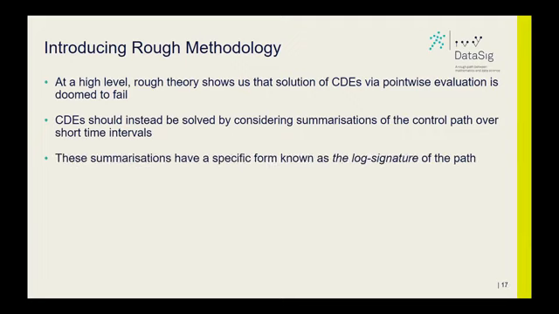And these summarizations are very specific. They have a specific form, and this form is known as a log signature. I'm not sure if the log signature has been mentioned, but you can just think of it as basically the same thing as the signature of the path. So these are the features over an interval which are most useful for solving these control differential equations. They're exactly the information you need to provide these solutions over intervals.